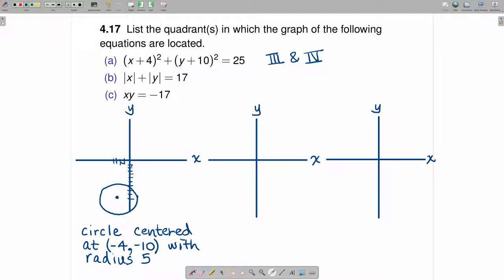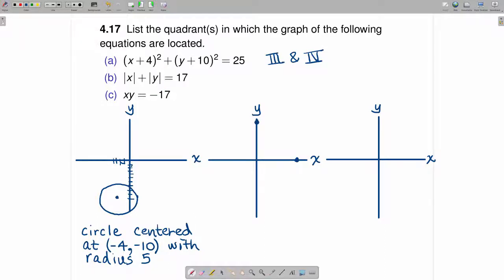Now the next one is also best plotted by trial and error, and that's the absolute value of x plus absolute value of y equals 17. Try a point that would work. How about 17, 0? So I will plot the point 17, 0. Let's say that point is right here. Another one you could plot would be 0, 17. So the point 0, 17 maybe shows up right here.